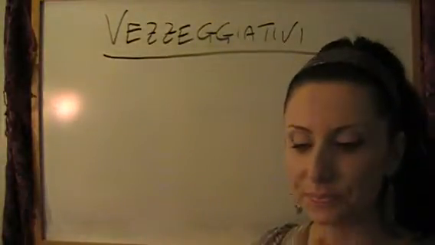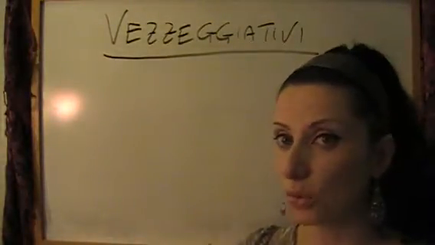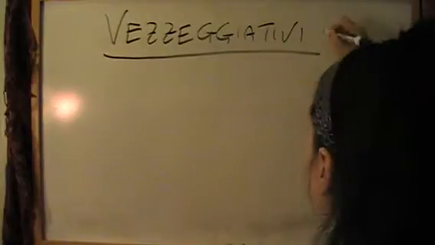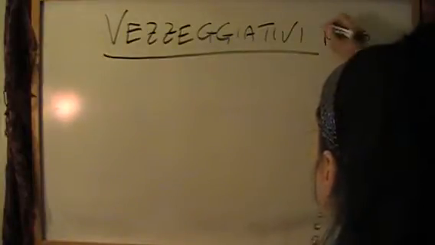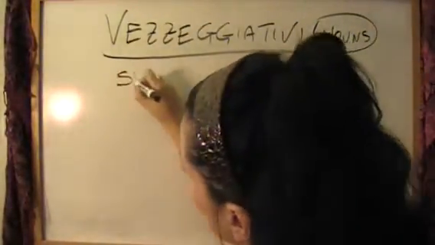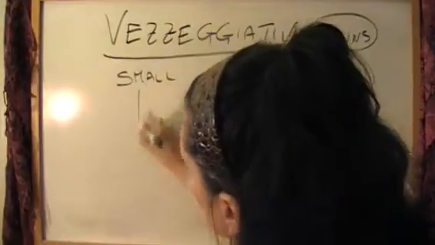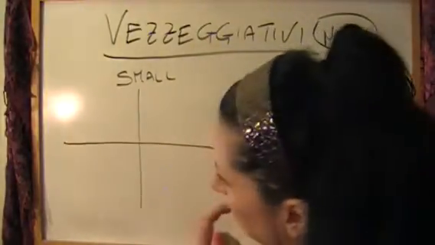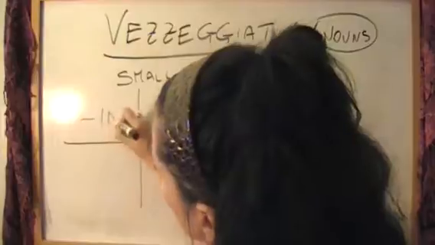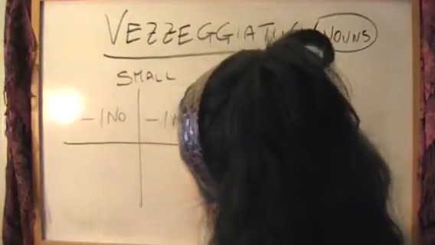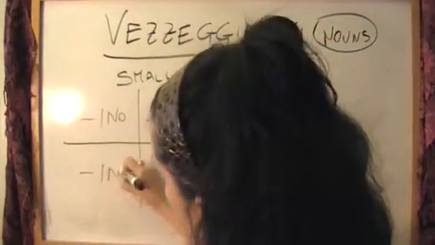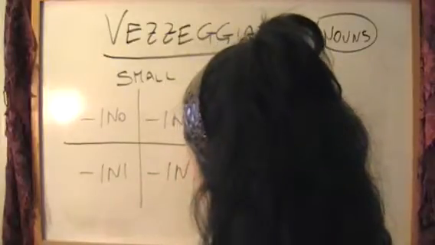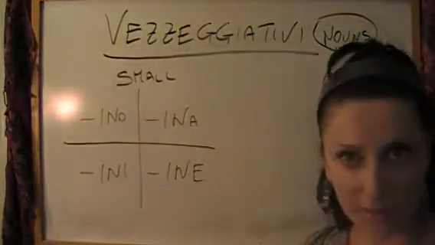Vezzeggiativi. Okay, vezzeggiativi can be used only with nouns. And now you're going to understand immediately. For example, if I want to make something small, at the nouns I can add ino, ina, ini or ine.